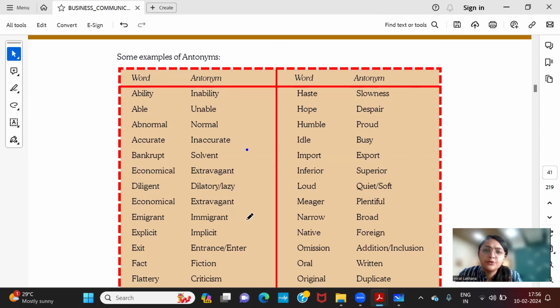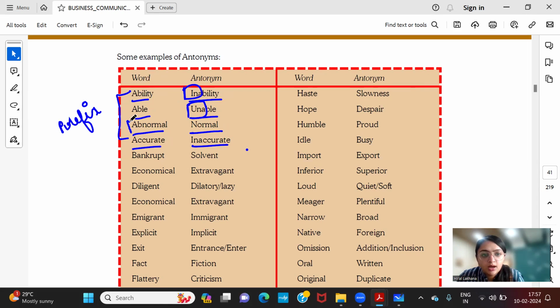Yes, so further, a few more examples of antonyms. Like I was mentioning, we have ability and inability, able, unable, normal and abnormal, accurate, inaccurate. If we could see here, the antonyms of all of these four words are determined by adding a prefix to it. So we added in, un, ab, and in. This way we just added a prefix and we got the antonym of the word.